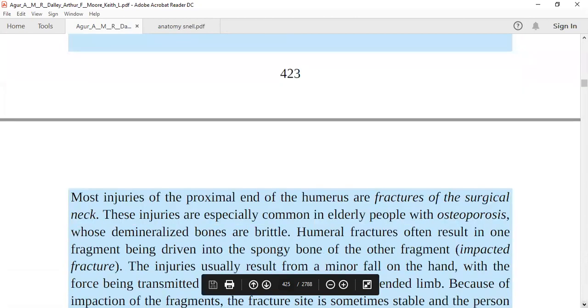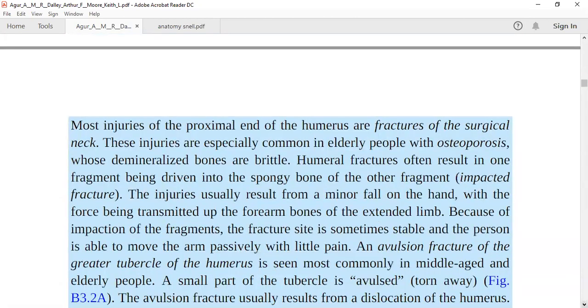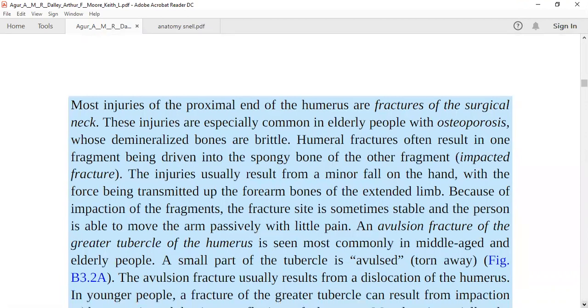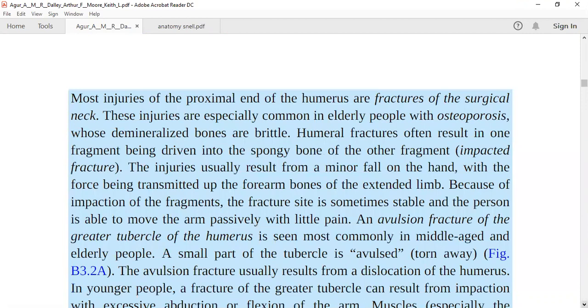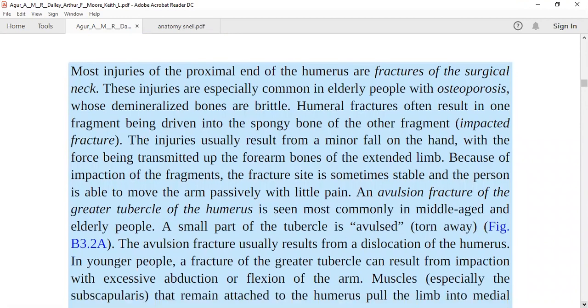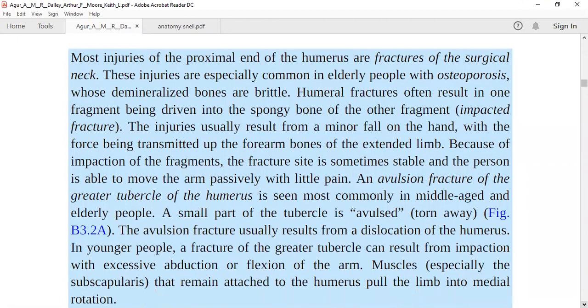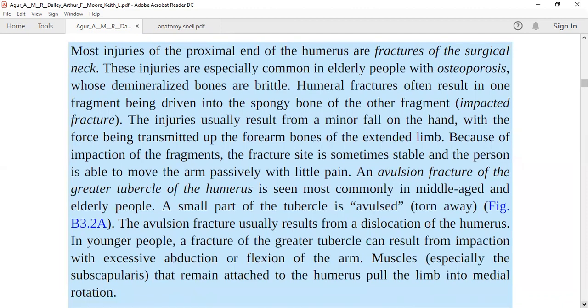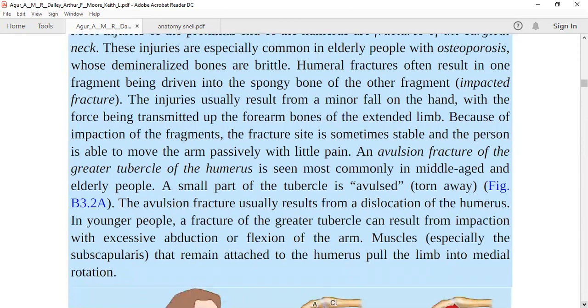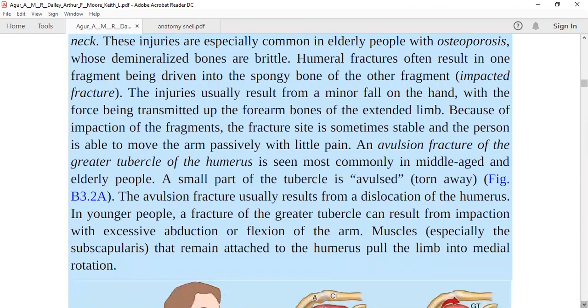Most injuries of the proximal end of the humerus are fractures of the surgical neck. These injuries are especially common in elderly people with osteoporosis, whose demineralized bones are brittle. Humeral fracture often results in one fragment being driven into the spongy bone of the other fragment, an impacted fracture. Injuries usually result from a minor fall on the hand, with force being transmitted along the forearm bones of the extended limb. Because of the impaction of the fragments, the fracture site is sometimes stable and the person is able to move the arm passively with little pain.